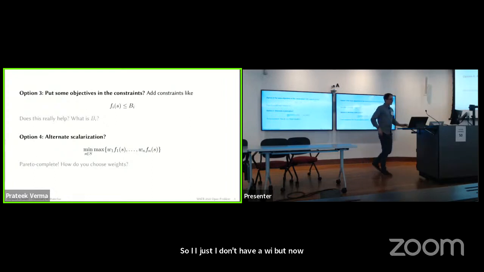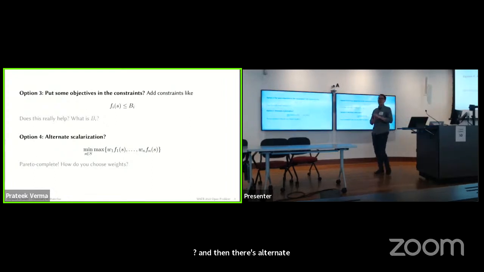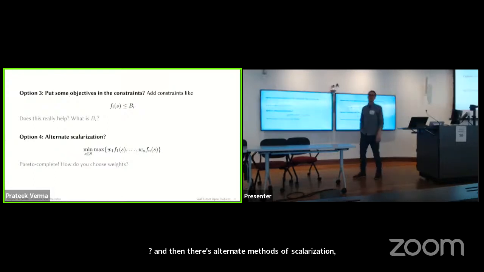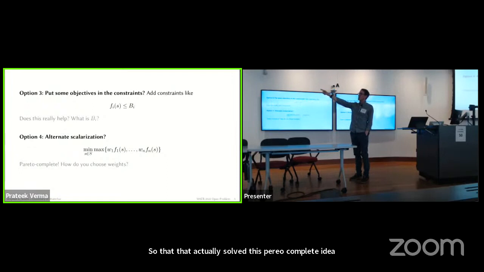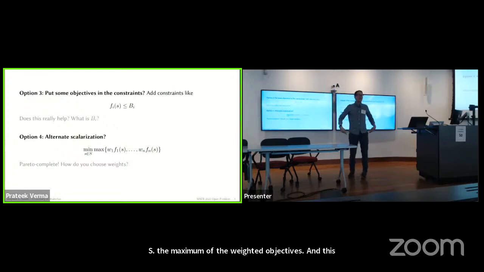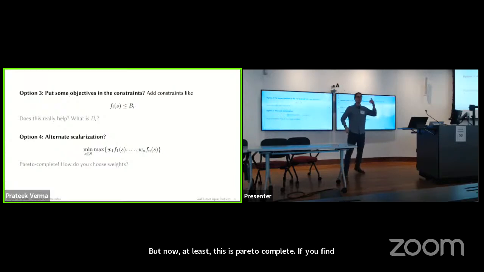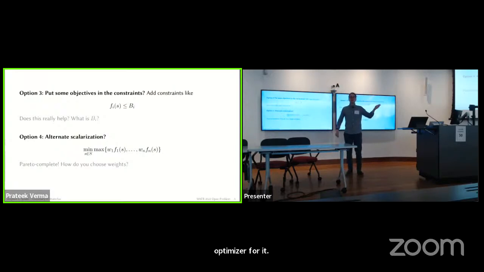And then there's alternate methods of scalarization that actually solve this Pareto complete idea instead. So instead, you could solve: minimize over all the solutions S the maximum of the weighted objectives. And this, again, you have this problem of how do I pick the weights? But now at least this is Pareto complete. If you find the optimizer for it, there's not going to be a dominating solution out there.